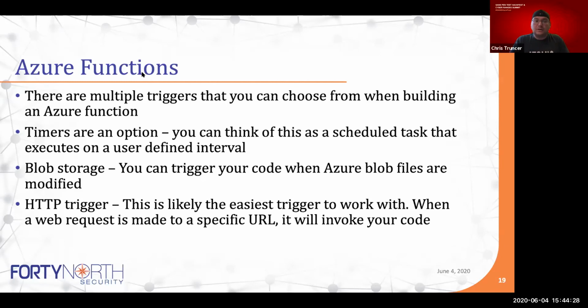Blob storage is another option that can be a trigger. You can have it trigger your code when blob files are modified. The other one, which is the more interesting one to me though, is the HTTP trigger option. In my case, this is the easiest for me to work with. The way that this works is when a web request is made to a specific URL, it's going to invoke your code. Easy as that.